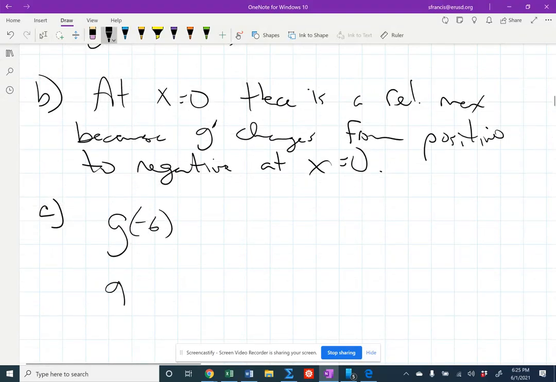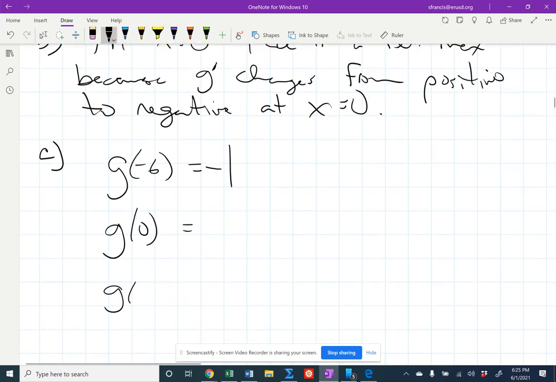You could do g of negative 6, which is negative 1. They told us that. You can do g of 0, and then you can do g of 5. I'm sorry, I got a little brain fog here. Okay, so we know g of negative 6. Actually, let me do a little side work here because I think this might be a better explanation.